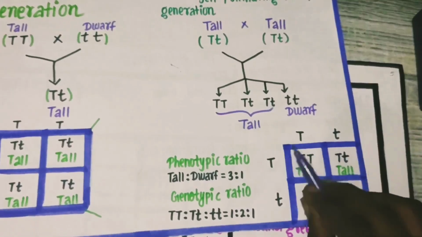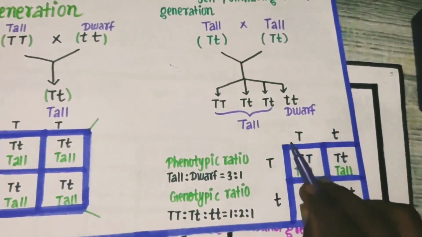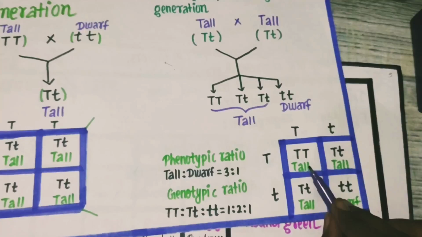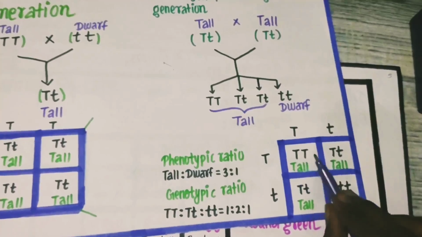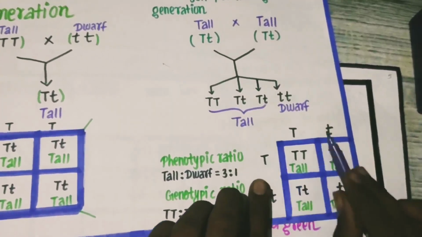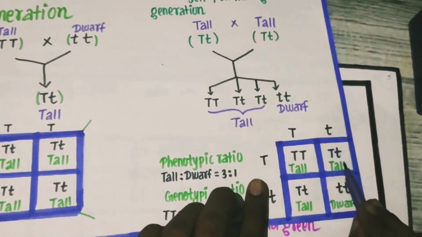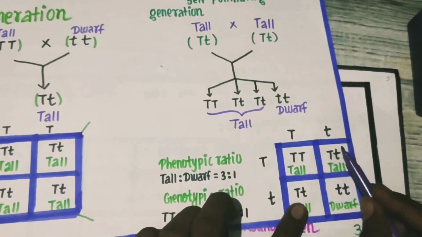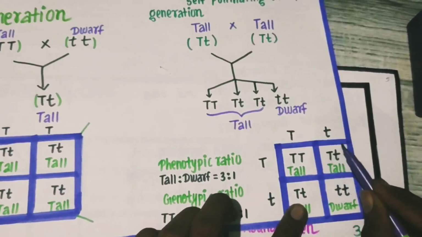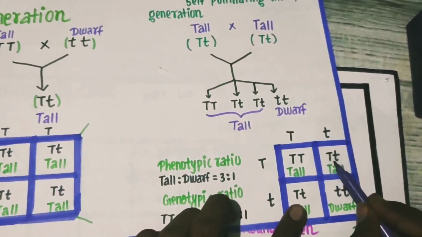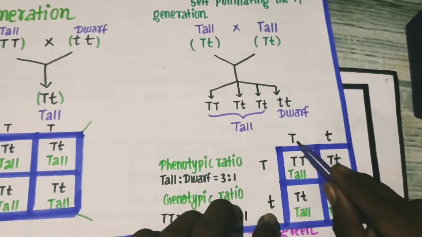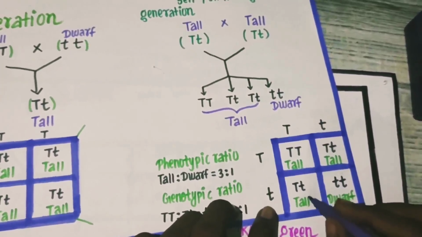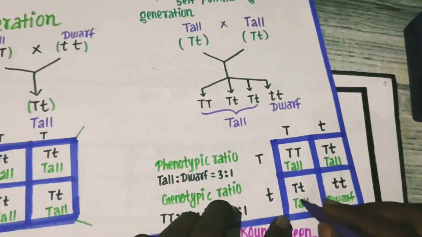Now when this first gamete, that is capital T and capital T, combine, the plant is going to be homozygous tall, because you can see the alleles are the same. Similarly, in the second case, when this gamete and this gamete fertilize, you are going to get capital T small t. In the heterozygous condition, the tallness will be expressed because that is a dominant character. Similarly, when these two gametes combine, you are going to get capital T small t. It is also heterozygous, but it is going to be tall because tallness is the dominant character.